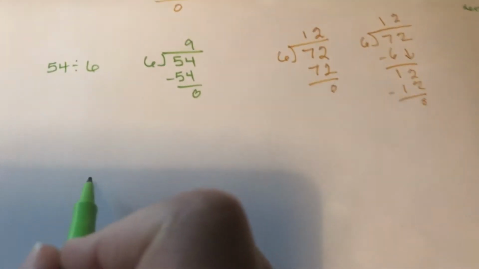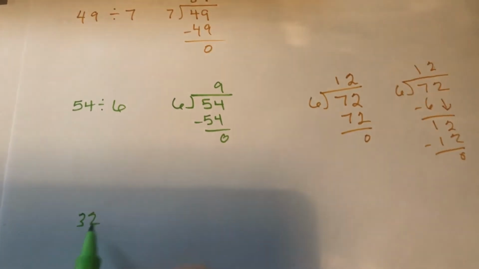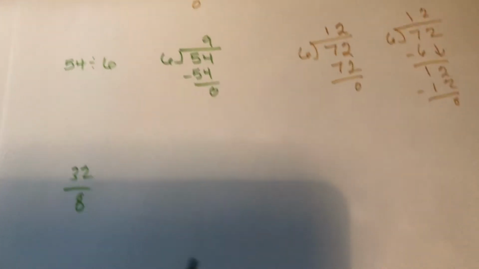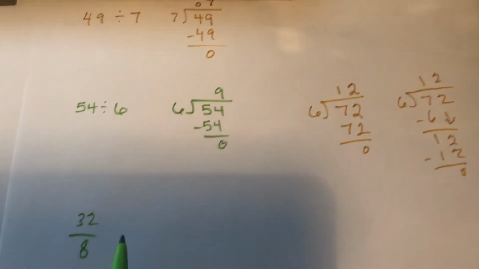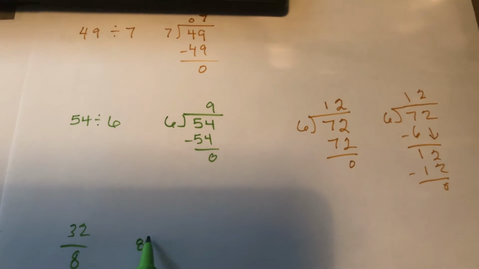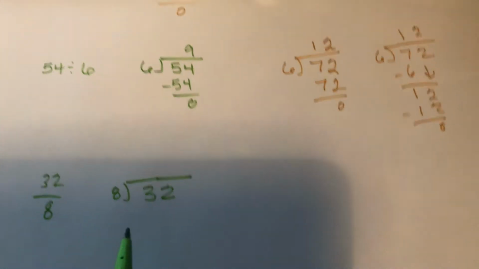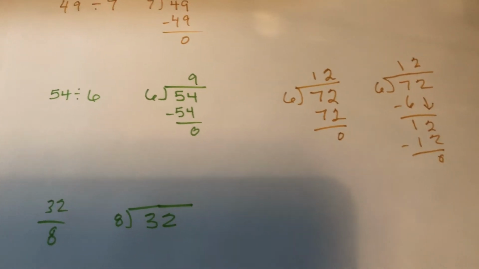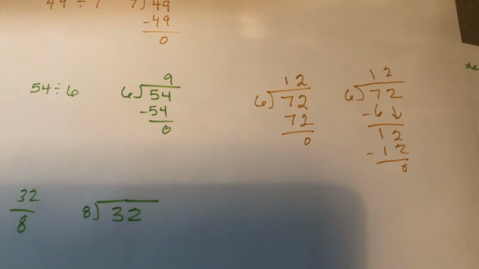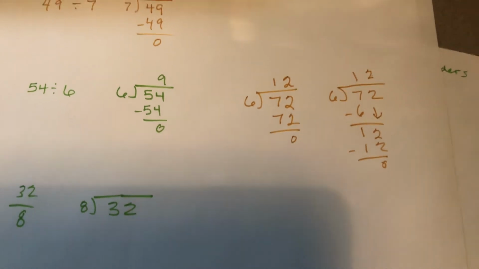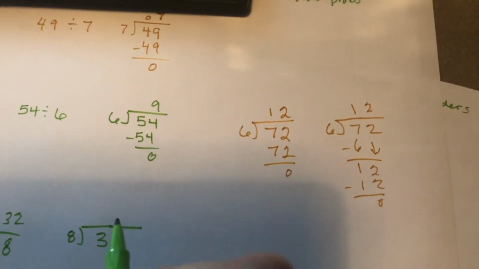Okay, so how many groups of 8 go into 32? Well, I can say 32 over 8, right? How many groups of 8 go into 32? Okay, well, 8 goes into 32. Does 8 go into 3? No. 8 go into 32? Well, half of 32 is 16. I know 8 goes into 16 twice, so this has to be 4.